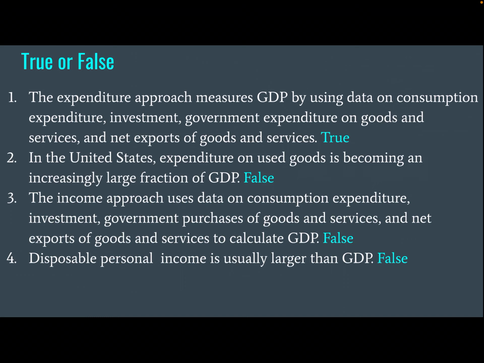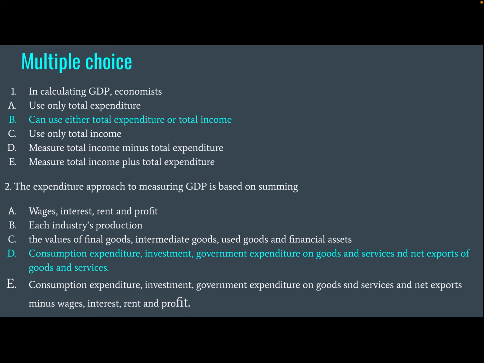True or false? The expenditure approach measures GDP by using data on consumption expenditure, investment, government expenditure on goods and services, and net exports of goods and services. These are true and false questions, which you can work out by yourself. And multiple choice.